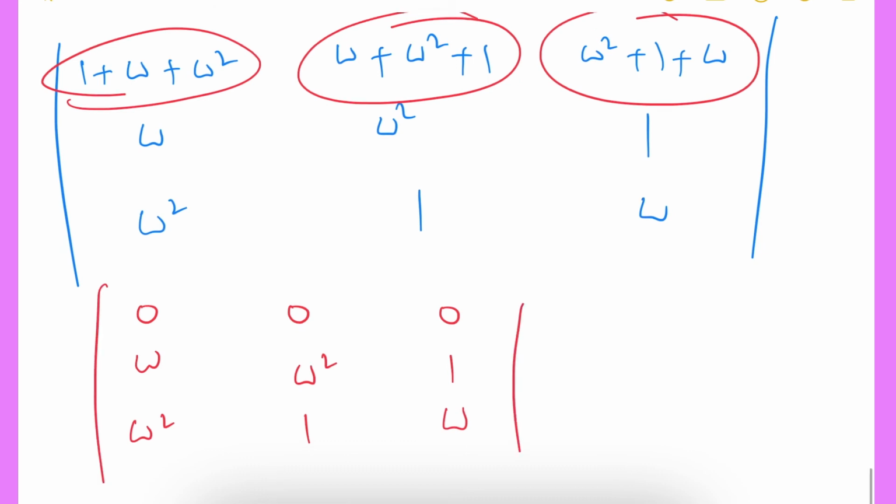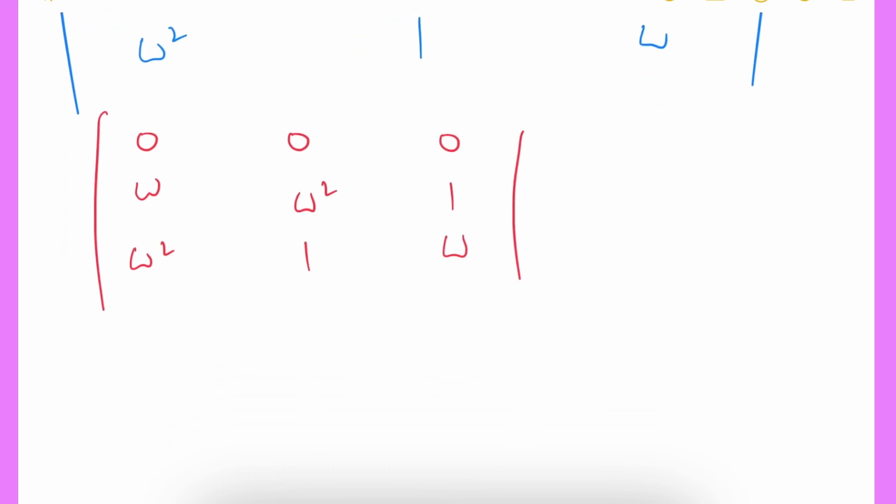So now to find the determinant, I will take the first row, that is 0. So 0 into anything is 0 only. So our answer will be equal to 0. Hence proved. Next, solve problem 5.